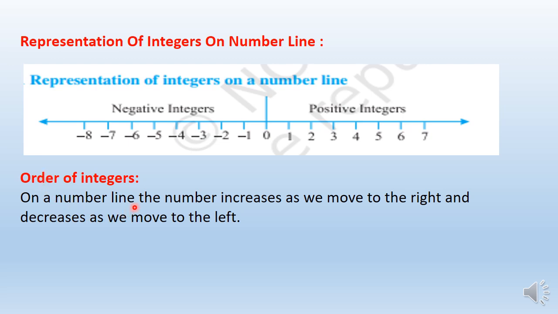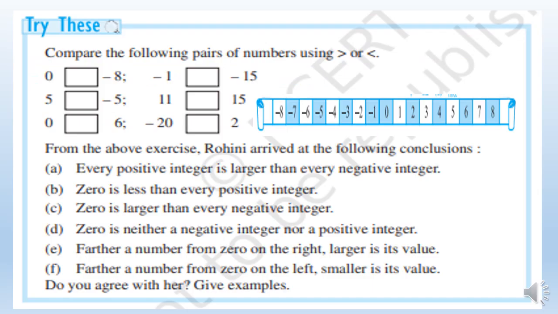Now, order of integers. On a number line, the number increases as we move to the right and decreases as we move to the left. Means we get increasing order when we move to the right, and decreasing order when we move to the left.